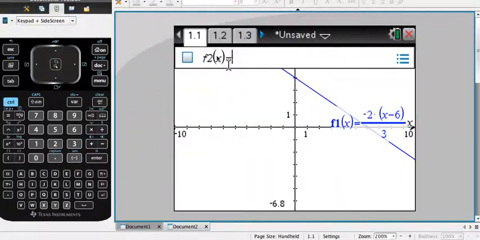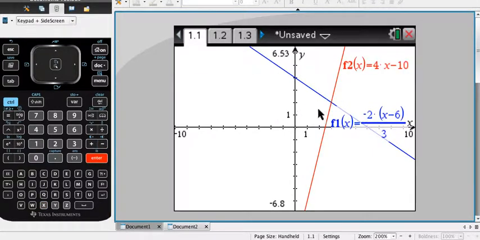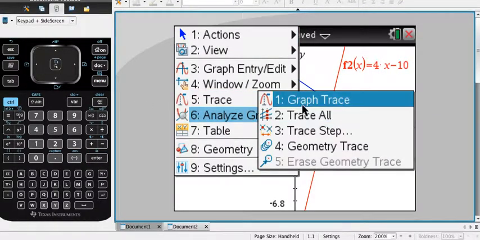Oops, back to the calculator. So 4x minus 10 and press enter. You can see that the point of intersection is right there in the middle, but what we're going to do is draw it on our graph first. Now what we need to do is get the coordinates of the intercepts for this graph just so that we can plot it correctly. So menu, trace, graph trace.